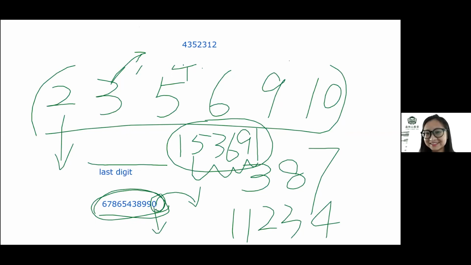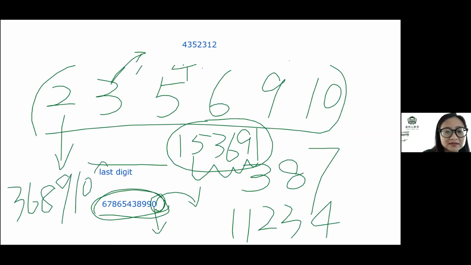If the last digit is 0 or 5. Very good. Yes, Mia, very good. The last digit is 0 or 5. For example, I give the number 3, 6, 8, 9, 1, 0, 9, 0. Is it divisible by 5? No matter how many digits the number has, it just depends on the last digit.